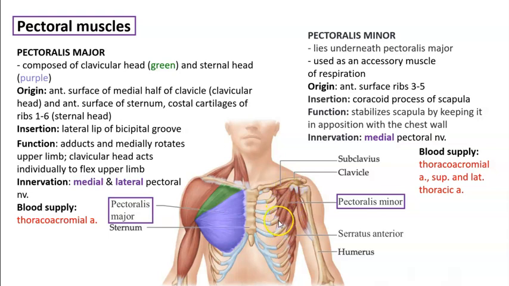Pectoralis minor helps to stabilize the scapula by keeping it in position against the chest wall. If you can see in the video before this, it keeps the scapula near, adhered to your ribs, and it is innervated by the medial pectoral nerve. It is a small muscle compared to pectoralis major, so it only needs one nerve, which is the medial pectoral nerve, and it is also supplied by the thoracoacromial and superior and lateral thoracic arteries, which are branches from the axillary artery as well.